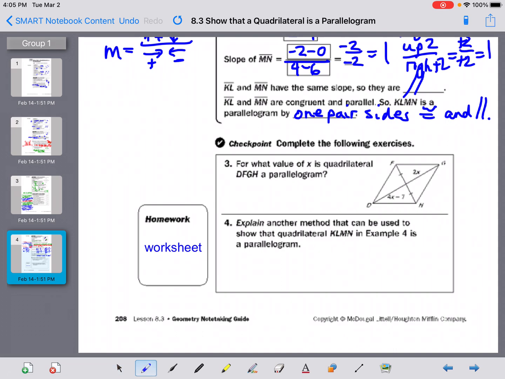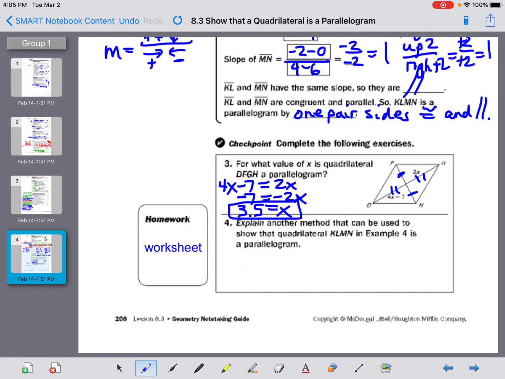All right, for number 3 here. For what value of x is this quadrilateral a parallelogram? Well, if it's a parallelogram, then my diagonals need to bisect each other. I already know FH is bisected, so I want the other one to also be bisected. So I want 4x minus 7 to equal 2x. Subtract 4x, I get negative 2x, divide by negative 2, and x equals positive 3.5. So if x equals 3.5, I have a parallelogram. If x equals any other number, I don't have a parallelogram.